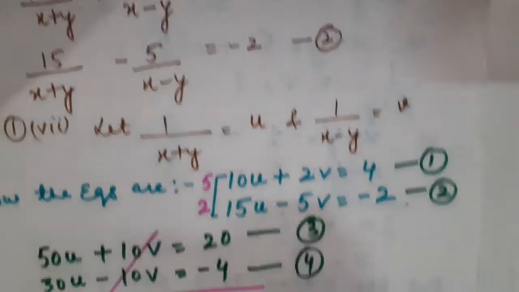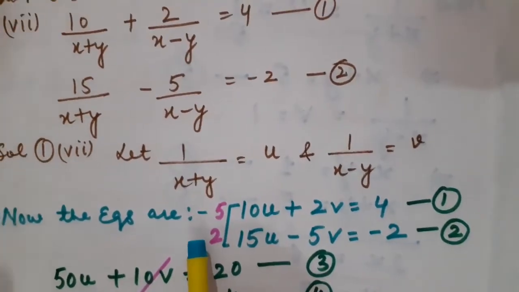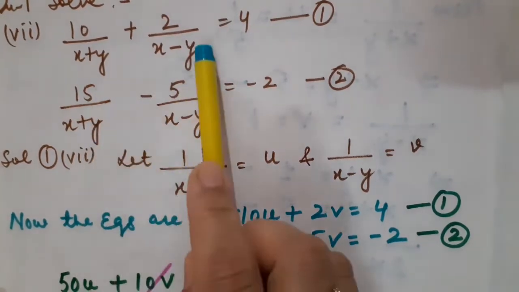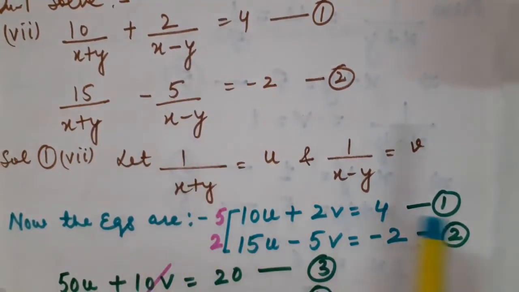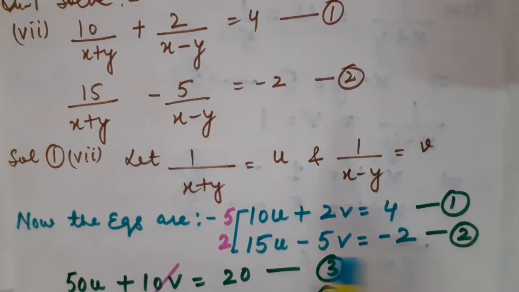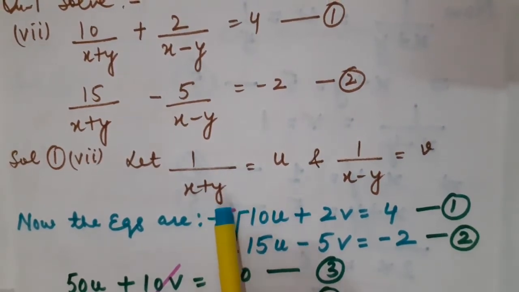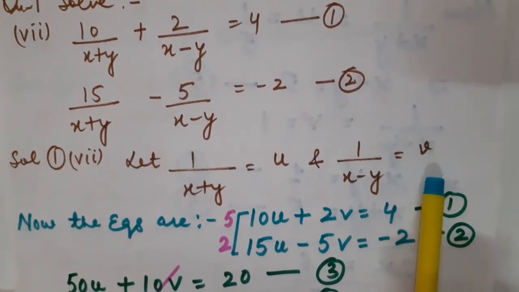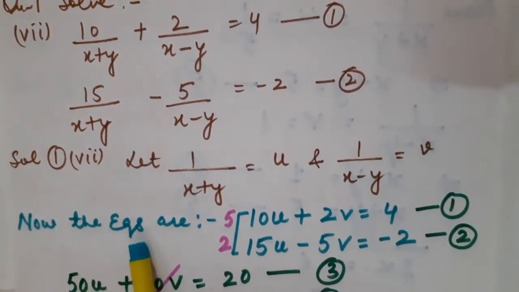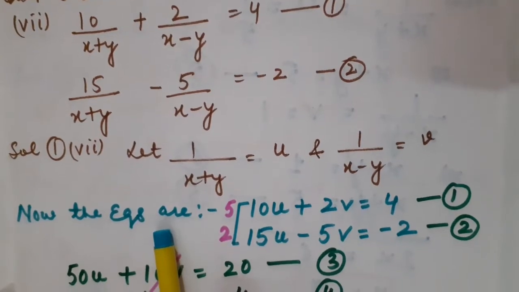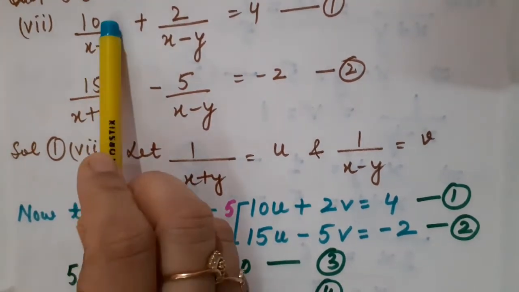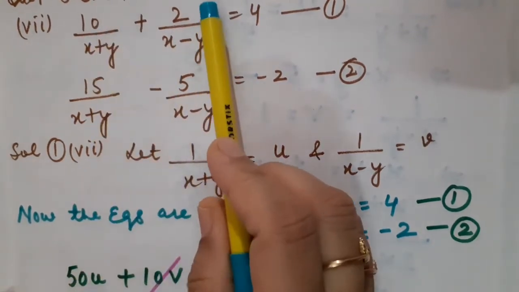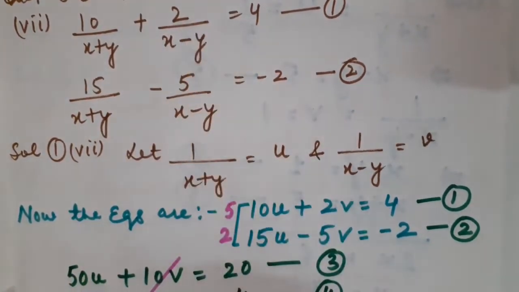So what is to be done for that? Here you can see in equation 1 as well as in equation 2, 1 upon x plus y and 1 upon x minus y is common. So what I am going to do, I am just going to assume 1 upon x plus y as u and 1 upon x minus y as v. Clear children? Now, what have the new equations become? Look, at place of 1 upon x plus y, here you are going to put u and here at place of 1 upon x minus y, you are going to put v.